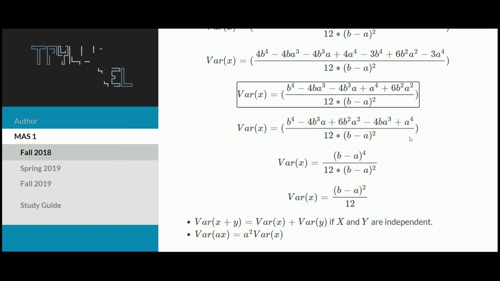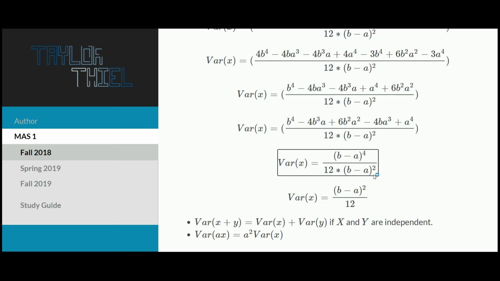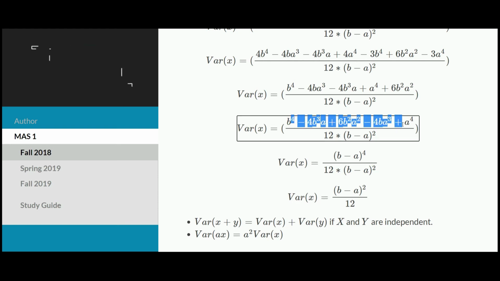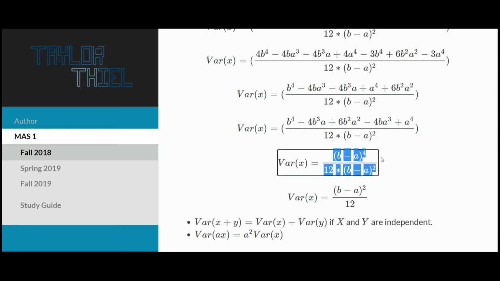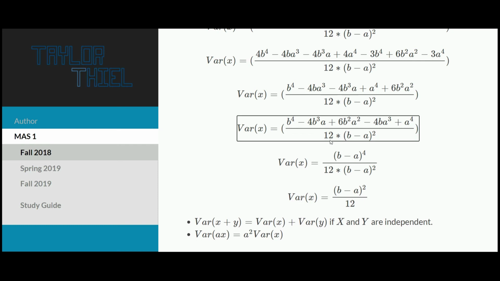Here I am just reordering to make this next step a bit more apparent. So (b minus a)^4 is equivalent to this expansion. That's what I was referring to by, maybe you could have seen this coming or anticipated this, but this is just the expansion of (b minus a)^4 in the numerator.